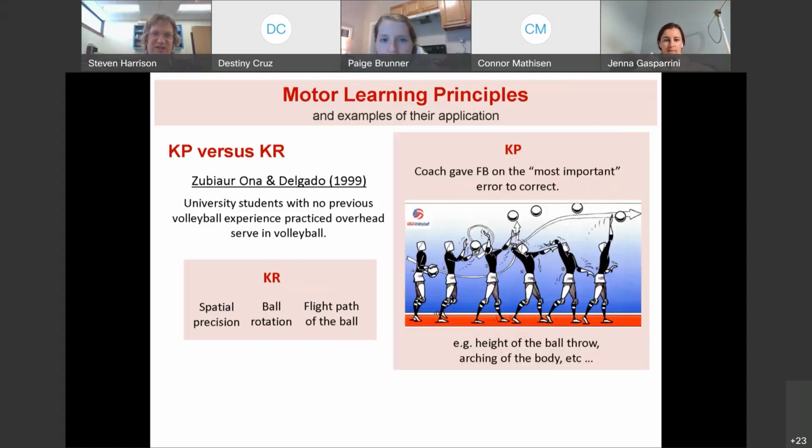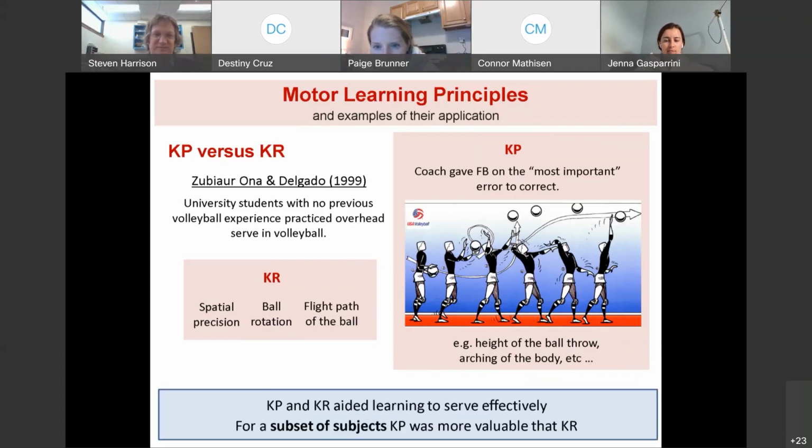Alternatively, you could look at giving knowledge of performance. Here, an expert coach is going to give feedback on what they believe is the most important error they're seeing in the performance, that the player in training should attend to. What they should focus on might differ between participants, but what's important is that they're being given information on an aspect of the movement pattern that they're producing, like whether they're throwing the ball high enough, if they're arching their body right, and so on.